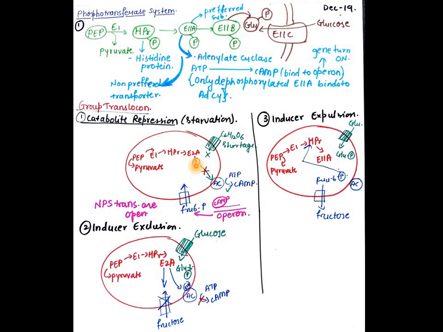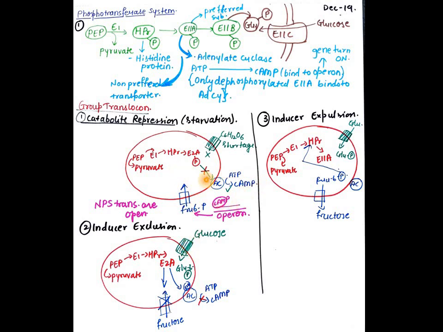Now, it's in a phosphorylated situation. Phosphorylated E2A can go and bind to adenylate cyclase. Now, this adenylate cyclase is actually the enzyme that converts ATP to cyclic AMP. Now, phosphorylated E2A can go and bind to adenylate cyclase, so ATP is converted to cyclic AMP, and the cyclic AMP goes and binds to some operon that will express itself, and it will allow the entry of non-preferred substrate like fructose 6-phosphate. So this whole thing occurs inside the cell. This is the concentration that increases inside the cell.